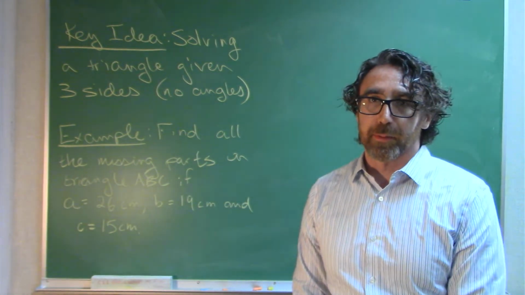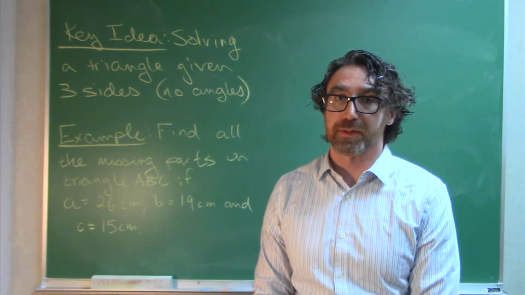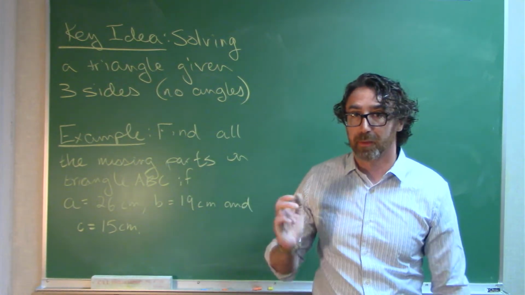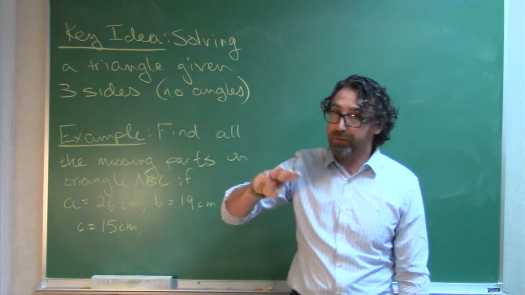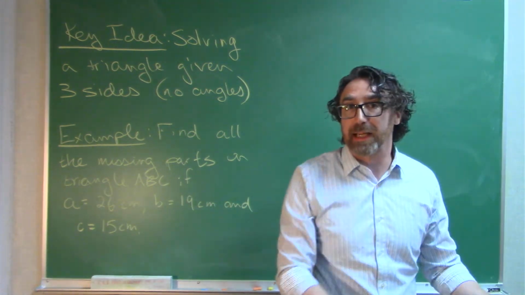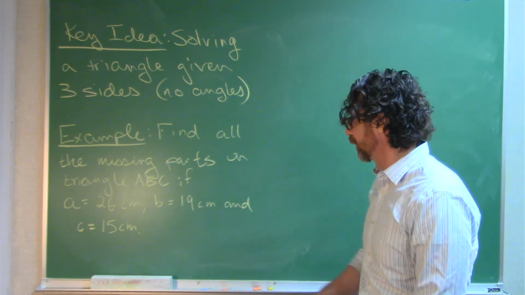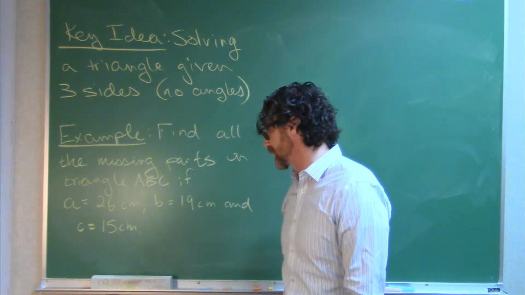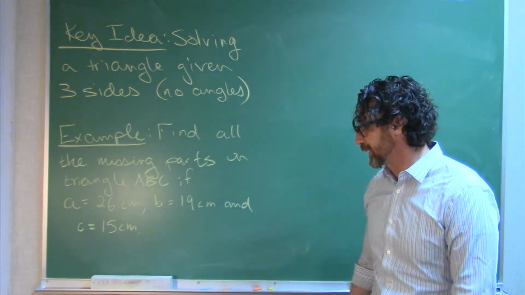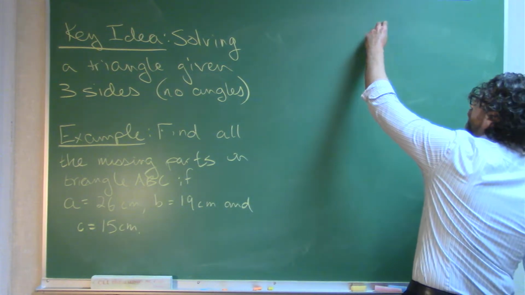In this video, we are going to talk about using the law of cosines to help us solve a triangle. Specifically, we're going to work on solving a triangle where we know 3 of the side lengths but don't know any of the angles. Okay, so here's our example. We're going to find all the missing parts in triangle ABC if side A is 26 centimeters, side B is 19 centimeters, and side C is 15 centimeters.